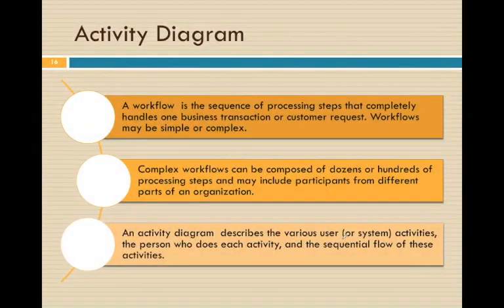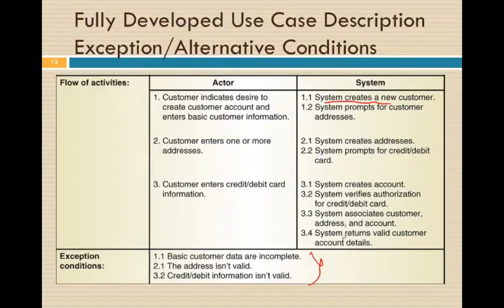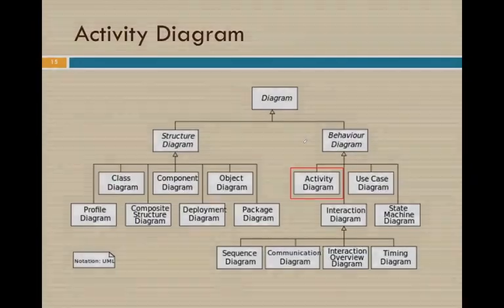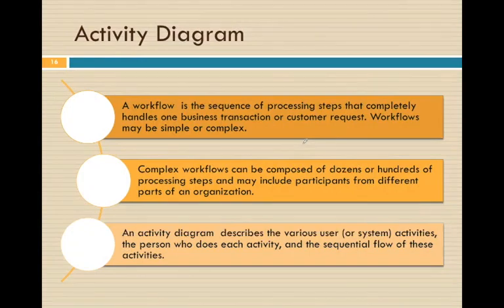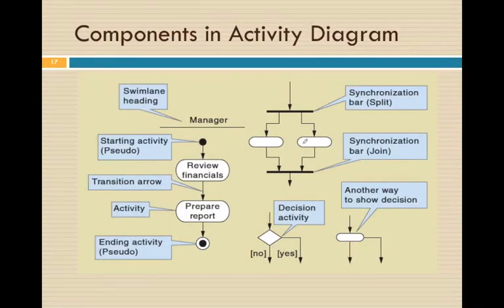Basically, in an activity diagram we document the steps that you have described in your use case description. In the flow of activities in your use case description, we have described this flow, and then we need to transform it into an activity diagram. So these are the components of an activity diagram. First, we have the swim lane heading. Swim lane heading can be the actor who does the activity, and it can also be the system which will respond to any activities done by the actors.